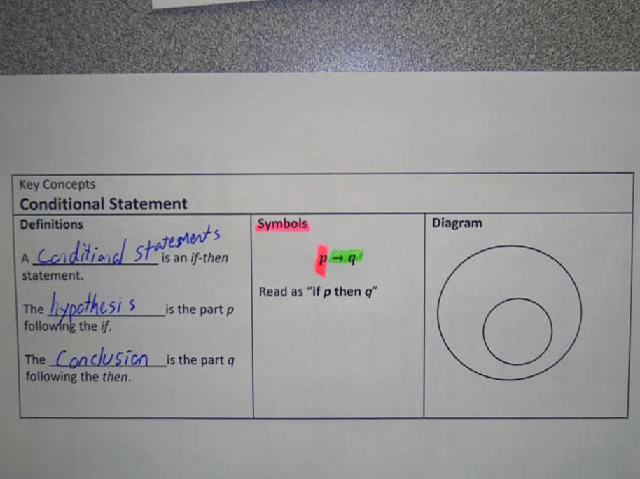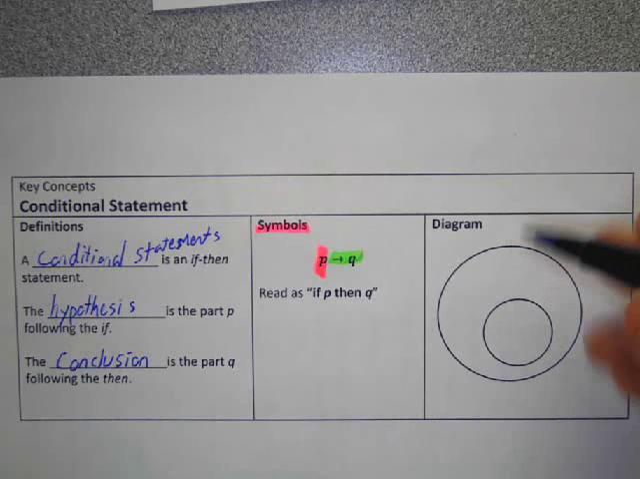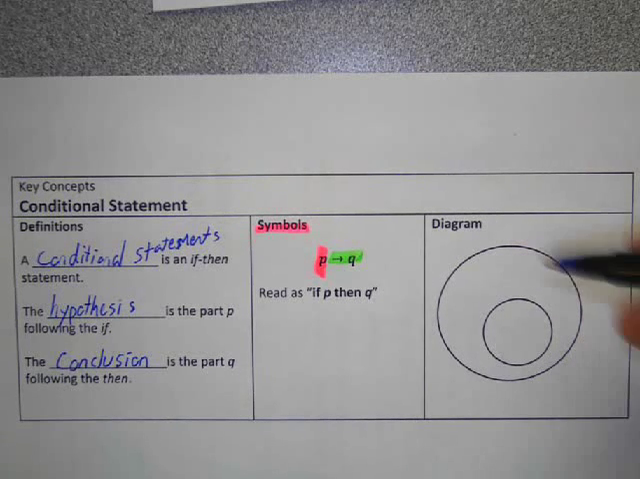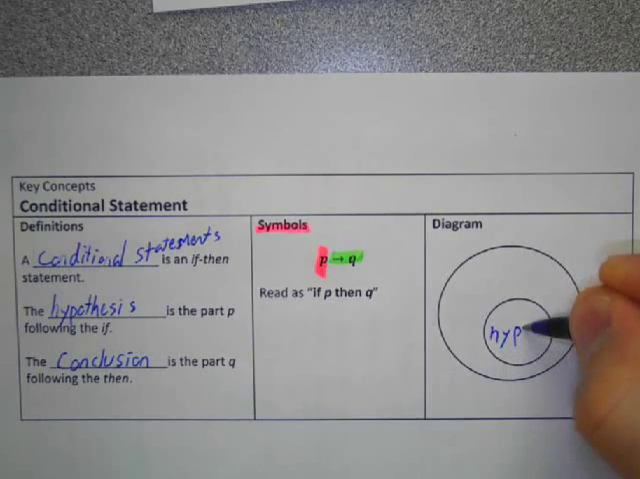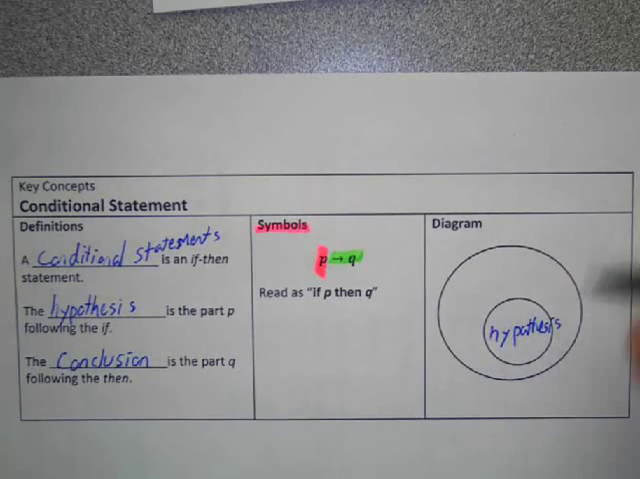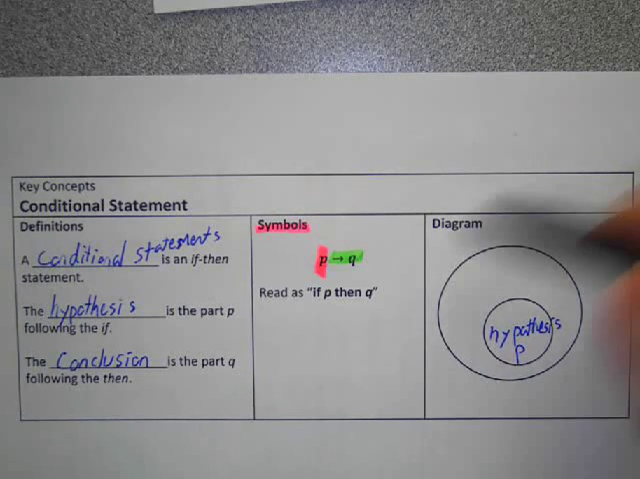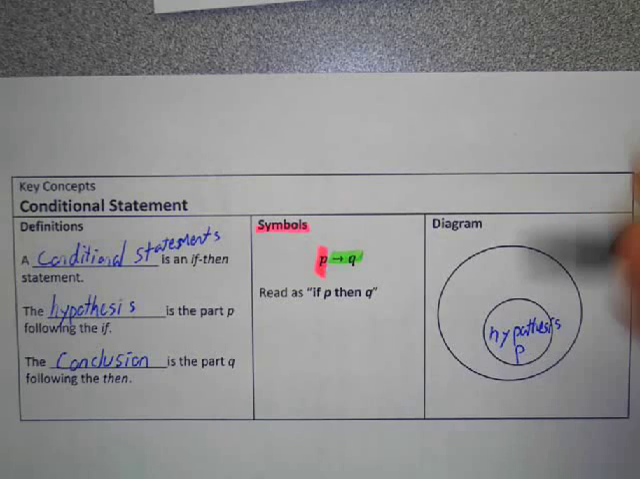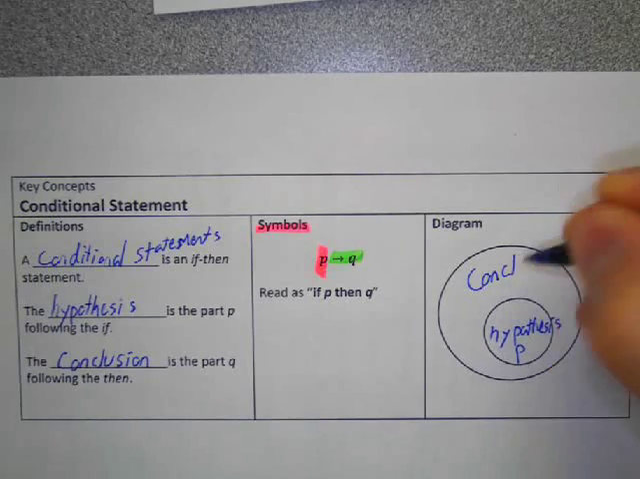If we look at the diagram for conditional statements, we can see that we have two circles, one within another. The hypothesis, the if P part, is always going to be inside the conclusion. So right in this circle, we're going to have our hypothesis, or my if P. And with the diagram, we can conclude that if P, then the hypothesis would be within the conclusion, Q.